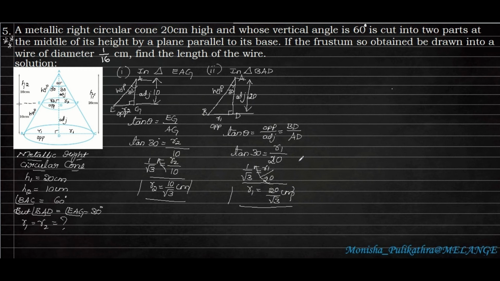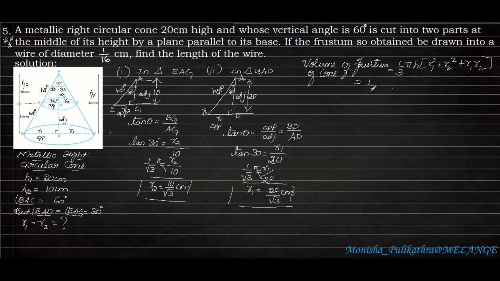So next we need to find out the volume of this frustum of a cone. The volume of a frustum of a cone is given by the formula 1 by 3 pi h into R1 square plus R2 square plus R1 R2. We have to find out only this part, from here to here, the frustum of a cone. Not the entire part, only this part we have to calculate.